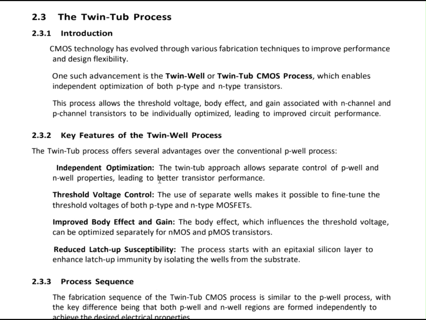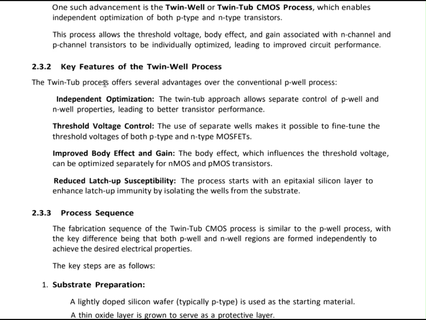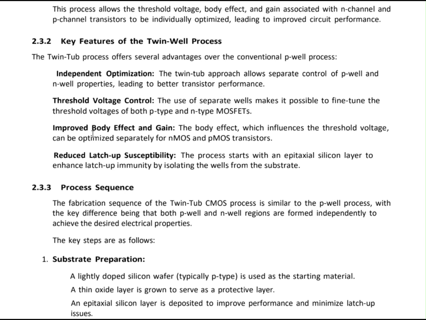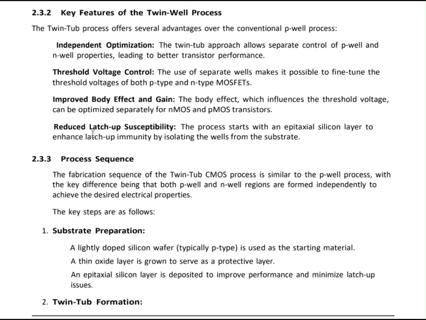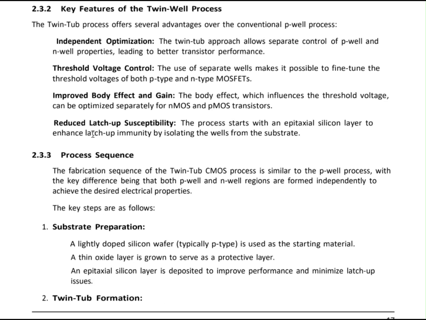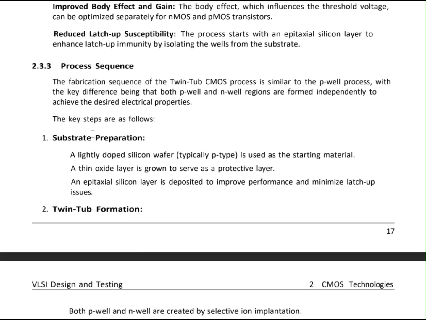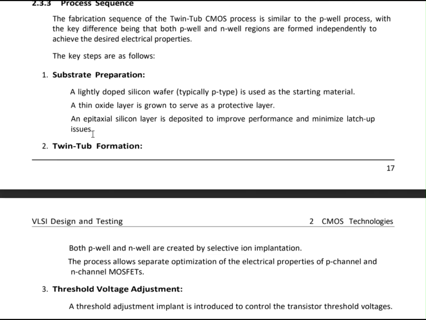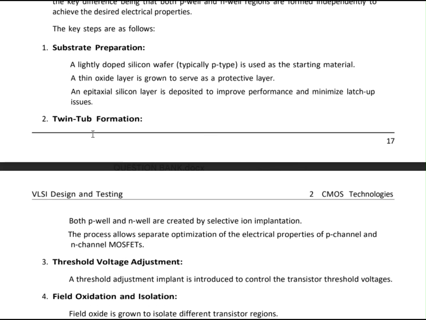In the twin tub process, one such advancement is the twin well or twin tub CMOS process, which enables independent optimization of both N and P type transistors. The key features are independent optimization along with threshold voltage control, and improved body effect and gain along with reduced latch-up susceptibility. The key steps involved in the twin tub process: first is the substrate preparation, in which a lightly doped silicon wafer is used as the starting material and a thin oxide layer is grown to serve as the protective layer.